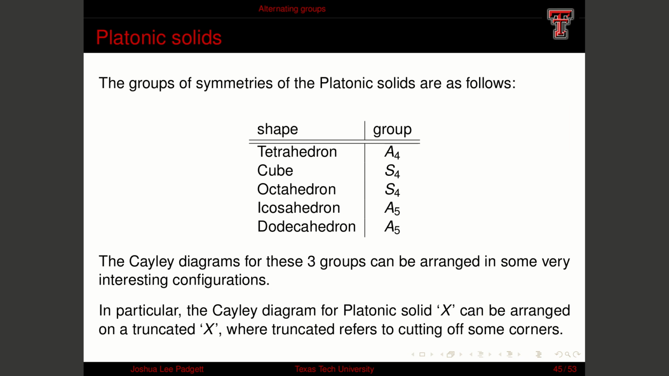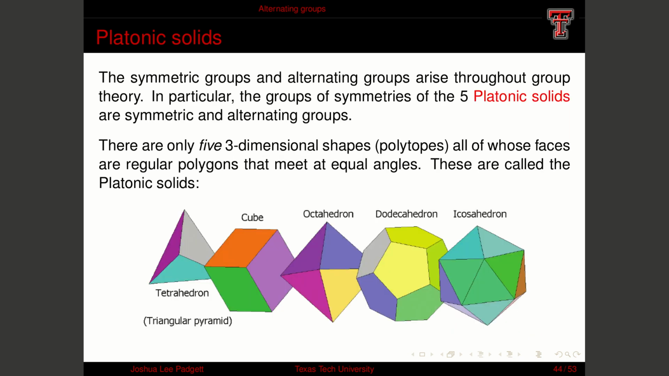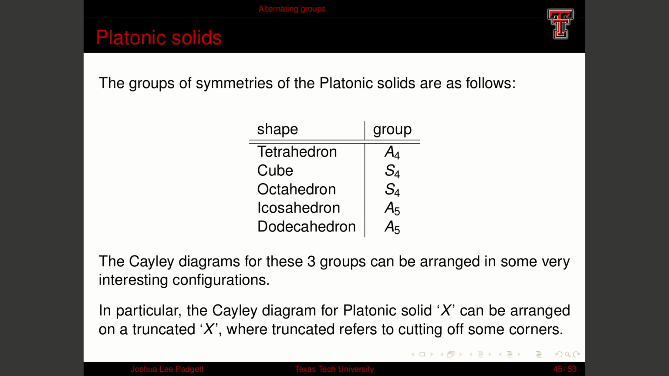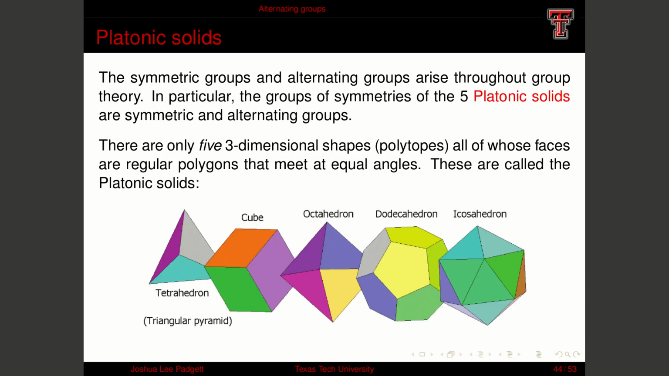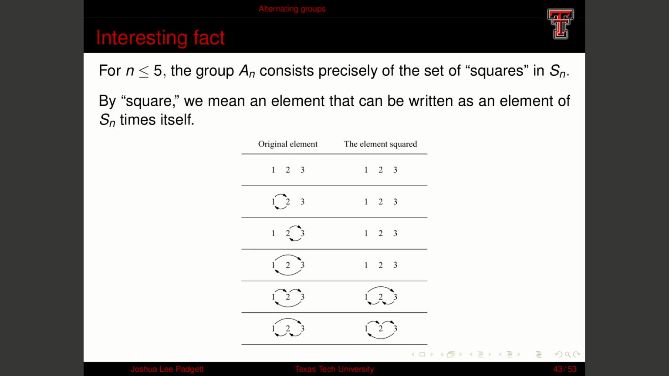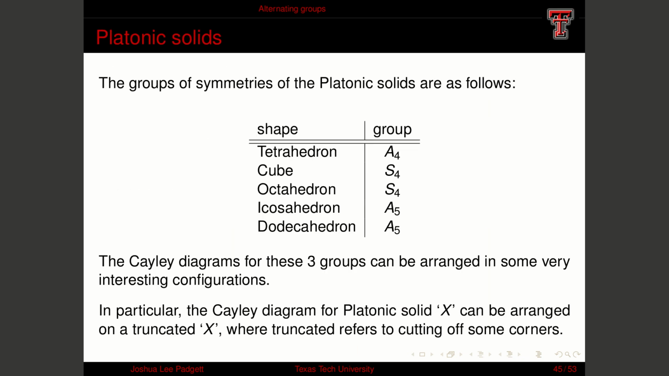So the groups of symmetries of the Platonic solids are, so what do I mean? All the different ways that I can rotate this object, flip this object, and it still occupy the same 3-dimensional space. Well, the tetrahedron has the alternating group of size 4. The cube has the symmetric group of size 4. The octahedron has the symmetric group of size 4. And the last two have the alternating group of size 5. So even though these objects are different in terms of their overall shape, they actually have some symmetries in common, right? These two and these two actually have the same kinds of symmetries, all right?